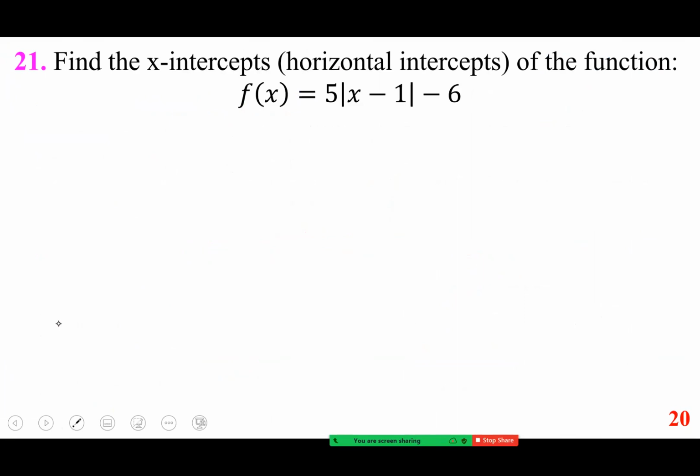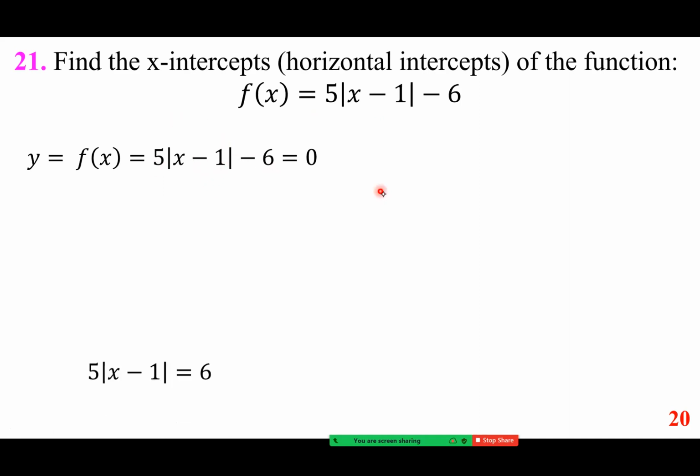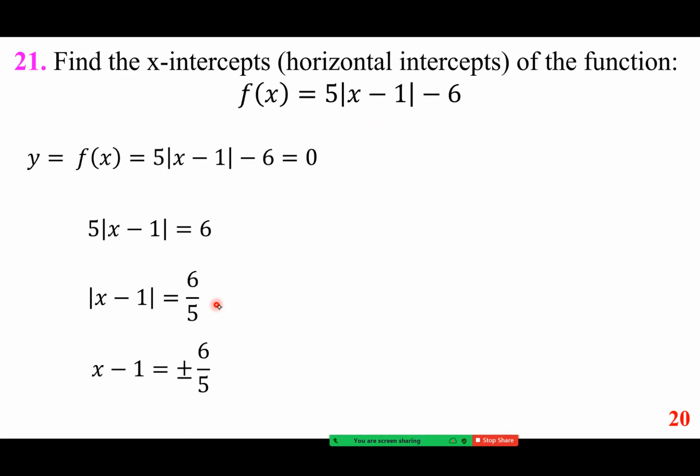All right, we want to find the x-intercepts, and I hope you remember from module 1 how we solve absolute value equalities. In order to find x-intercepts, y or f of x is 0. So we're going to isolate this, meaning I'm going to move the 6 and divide by 5. Now I make up 2 equations. I drop the absolute value and I say plus minus. I'm going to move the 1 to the right.